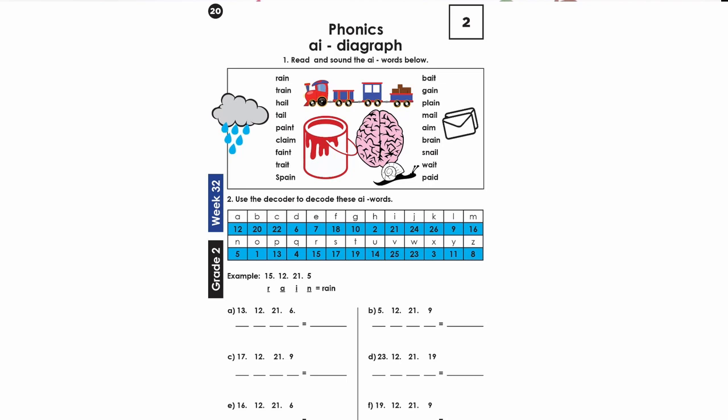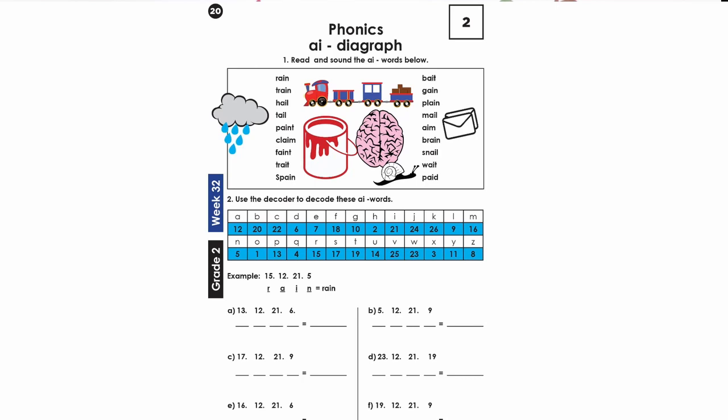Now in the example, the numbers that are given are number 15, number 12, number 21 and number 5. Now if you look at the decoder, you will see number 15 means the letter R. Number 12 means the letter A. Number 21 means the letter I. And number 5 means the letter N. And altogether, this will give you the word rain.